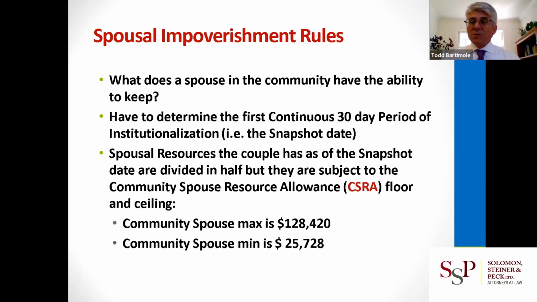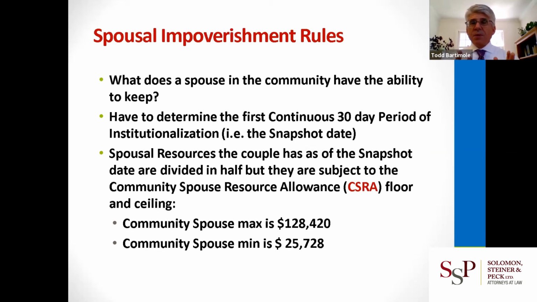The wife, the spouse in the community, gets to keep half, up to $128,000 and change. The husband, or the person who's in the nursing home, gets to keep $2,000, right? So basically it's about $130,000 that a couple gets to keep. I have down there that there's a minimum. So if a couple had $30,000, the minimum that the spouse is going to be allowed to keep is $25,728. So if a couple had $30,000, they would only have to spend down about $4,300. Let me know if that makes sense.